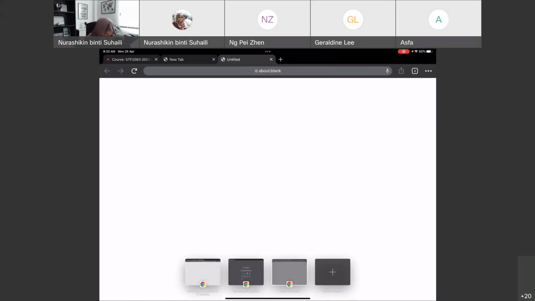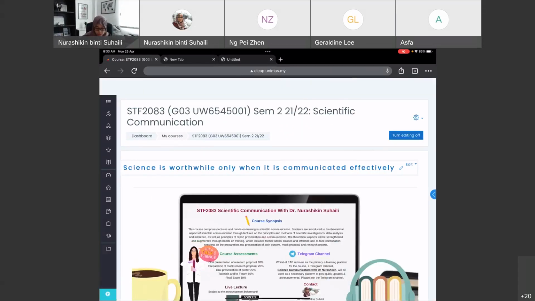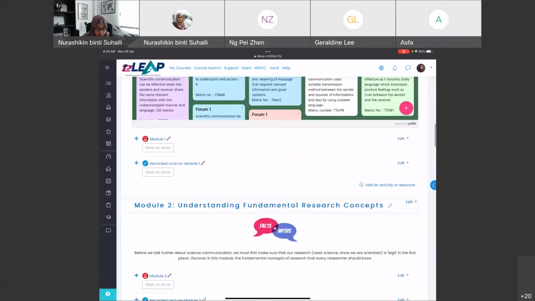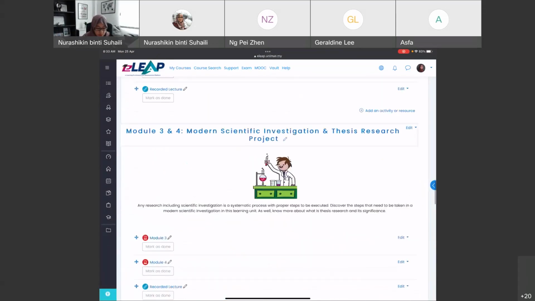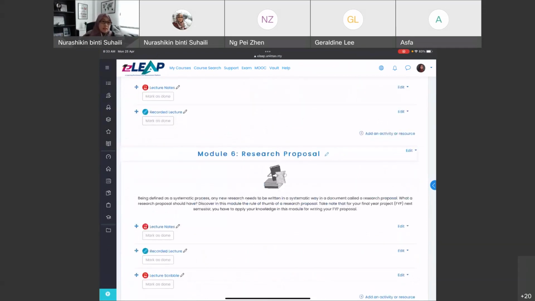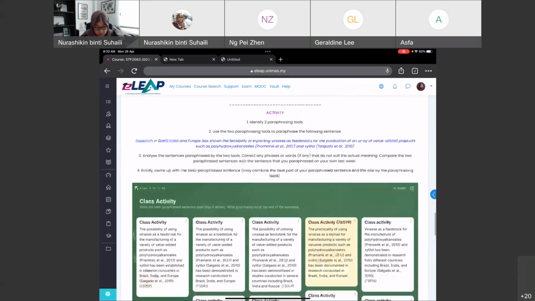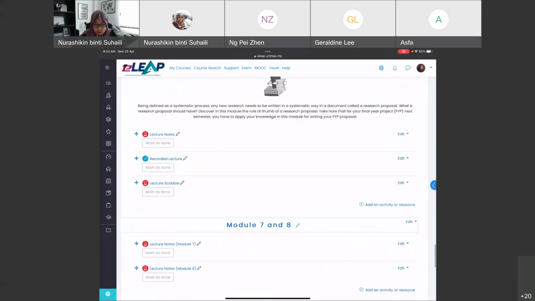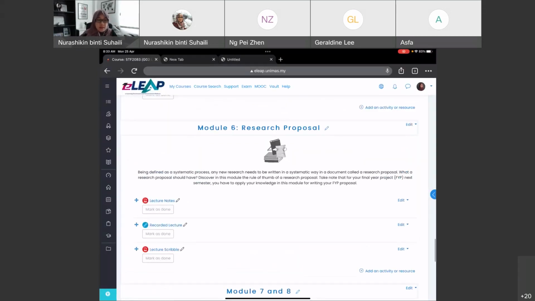So let's see where we are for this course. Okay. So previously we have covered up to module six. So we are already into scientific writing. Previously we talked about scientific writing in general, and then talked about proposal writing. Yeah, so research proposal, and this one we relate with our final year project proposal.